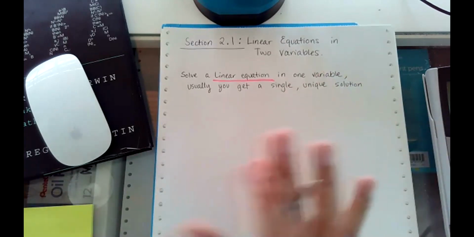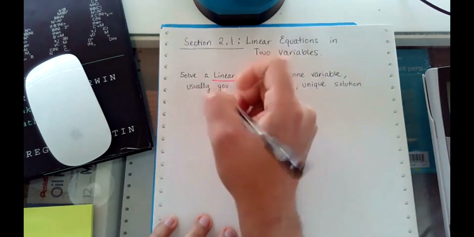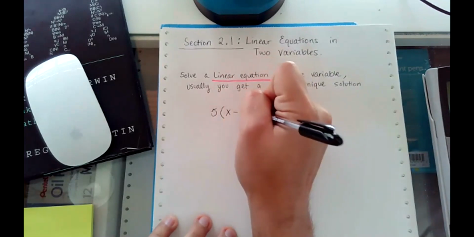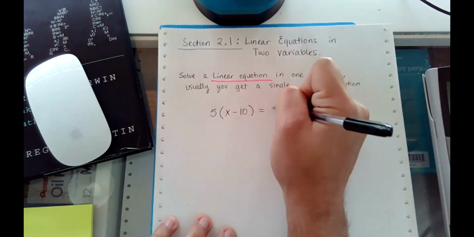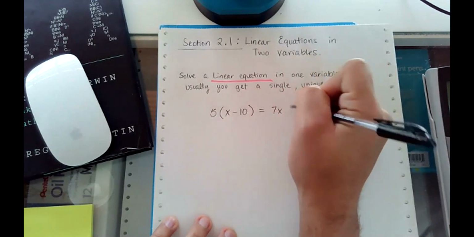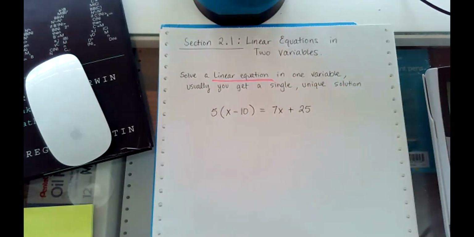So if I were to just make something up on the fly, like if I said we had 5 times x minus 10 is equal to 7x. Maybe I want to add 25. I completely made up this equation. And hopefully there's a solution when we sort of work through it. So I'm going to just process this really quickly. I'm not going to go through many of the detailed steps here.